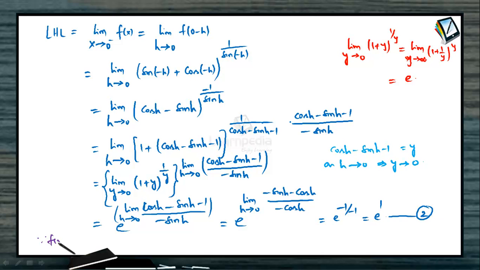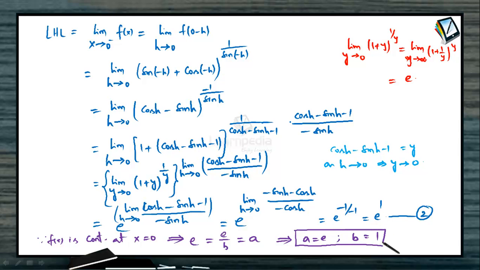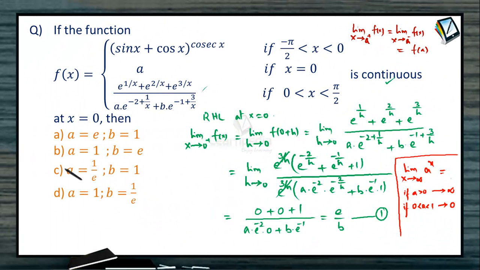But since f of x is given to be continuous at x equal to 0, when is this possible? The left hand limit, that is e, must be equal to the right hand limit, that is e by b, and both should be equal to the functional value, that is a. So a is e and the value of b becomes 1. So what values of a and b are obtained? A is e and the value of b is 1. Let's see which option satisfies this. The value of a is e and the value of b is 1, which is present at option A, satisfying the given problem, right?